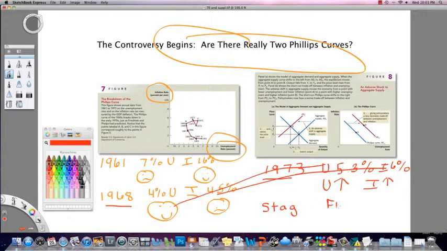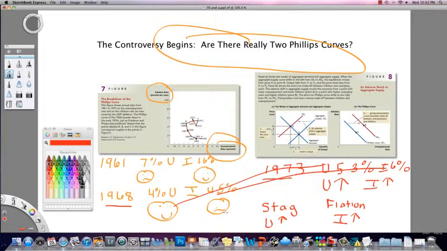The "stag" represents an increase in unemployment. If an economy is stagnant, it means it's not moving. Where the "flation" represents a society which has high inflation. So we call this stagflation.